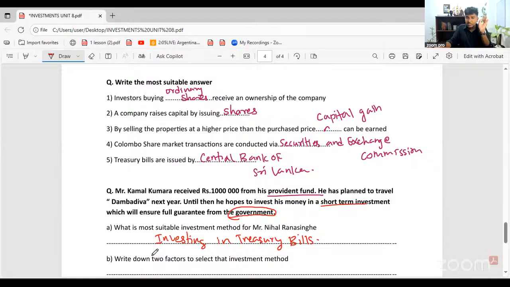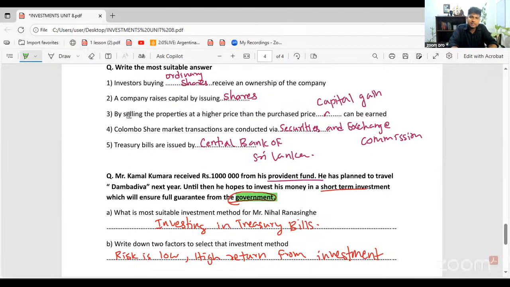What are the two factors to select? One is the risk is low. Money is safe. Number two, high return from the investment. Those are the two factors. We learned there are three factors: aim, risk, high return from investment. Now tell me, did you all understand? Raise your hands. Did you all understand this question? This is how you read the question. You underline important point. What is the important point here? The highlighting point here. Government is the highlighting point. From that you got the answer. Right? Fill in the blanks. Write down all these answers.